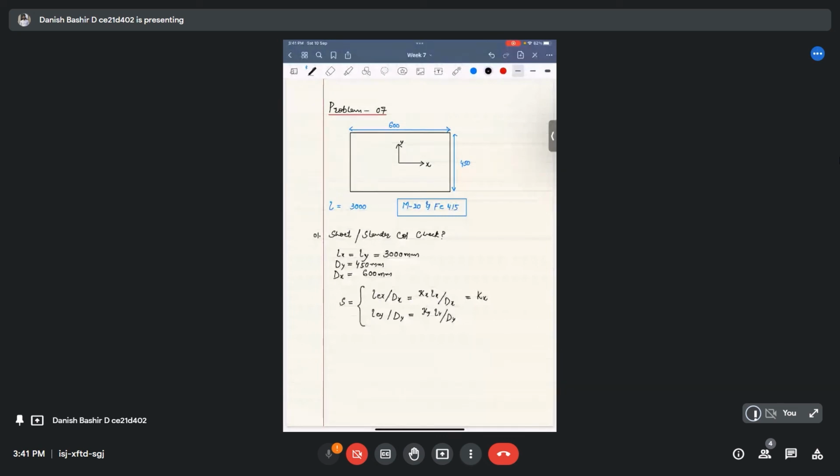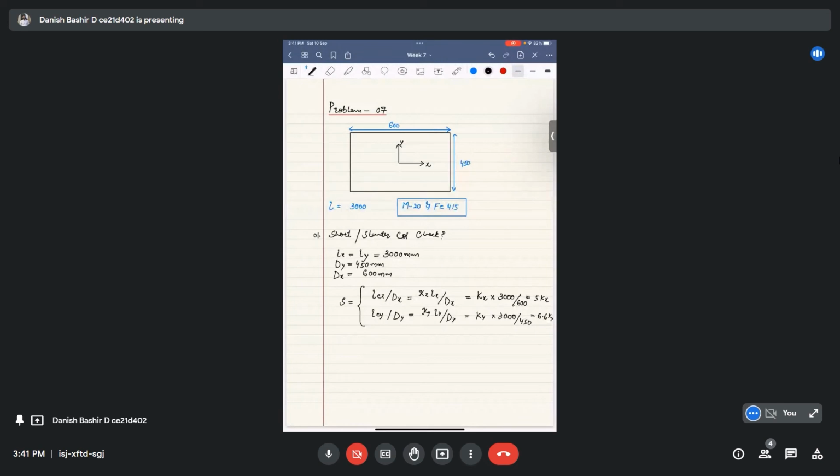Later we will see kx times 3000 divided by 600, because dx is 600. What is it? It is 5kx. And the same in this, it will be ky times 3000 divided by 450. What is it? It is approximately 6.6 ky. So in both the cases we have seen that it is 5kx and 6.6ky.